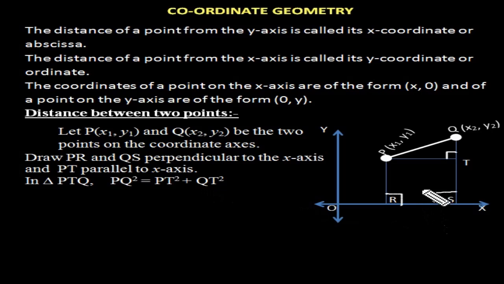So what is the length of PT? Now the length of PT is equal to RS. So what will be the point on R? It's x1, and this one is x2. So how to find RS? RS can be written as OS minus OR. So the length of OS is x2 and the length of OR is x1. So the length of RS is x2 minus x1. That is our PT. Similarly, we get QT as y2 minus y1.